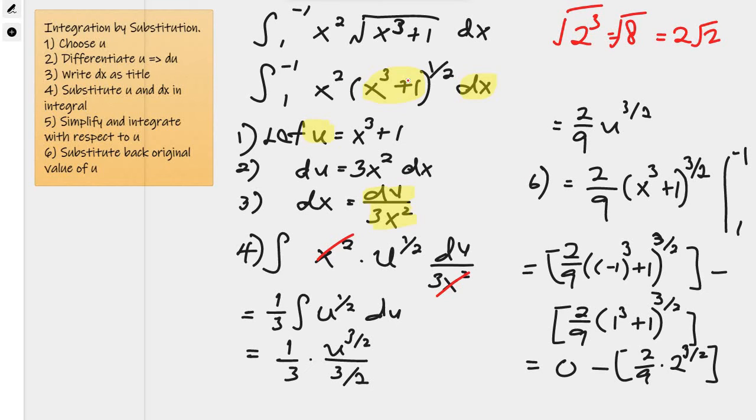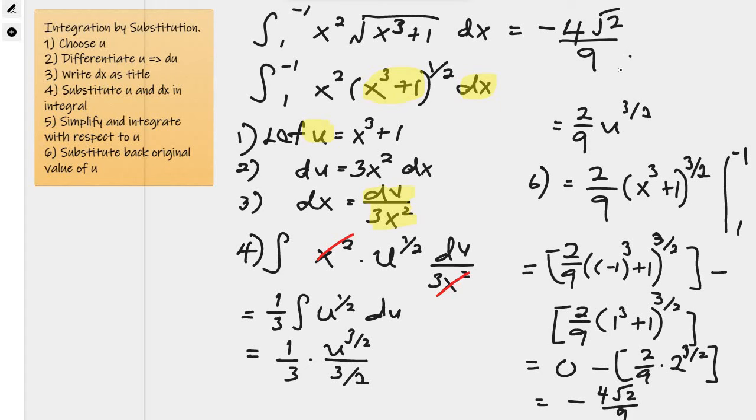So substitute in here. I will get negative 2 times 2, I get 4. So negative 4 square root 2 over 9. This is my last answer. Therefore, for this one, I get final answer equals negative 4 square root 2 over 9. Done. So this is for the first example. So let's do another example.